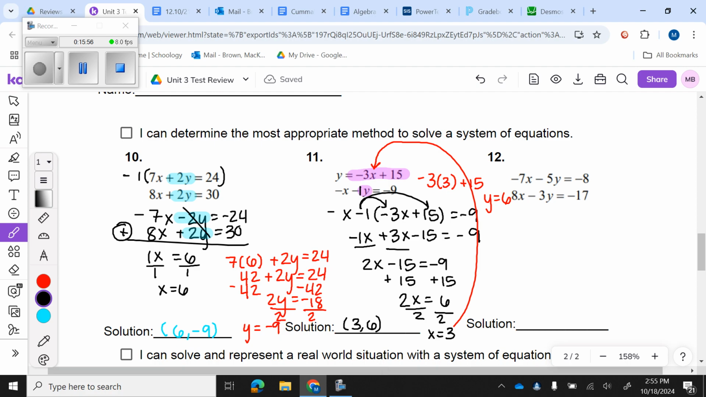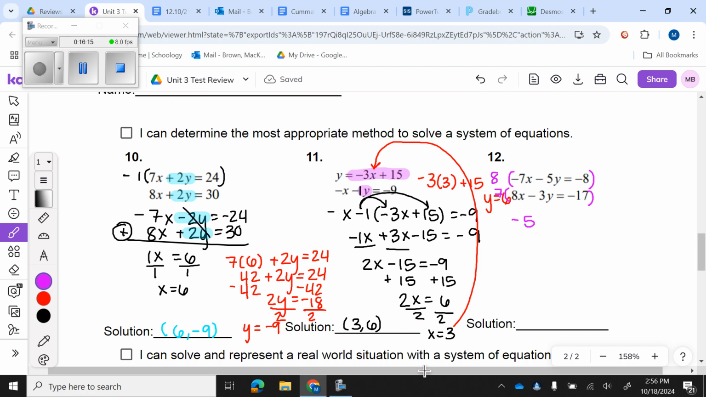All right, number 12, I don't have any variables by themselves. It's set up for elimination. I got to have two things that match. The easiest way to go about this is just flip-flop your coefficients. So I'm going to multiply my top one by 8 and my bottom one by 7. Okay, and they already have opposite signs, so I don't need to change my signs.